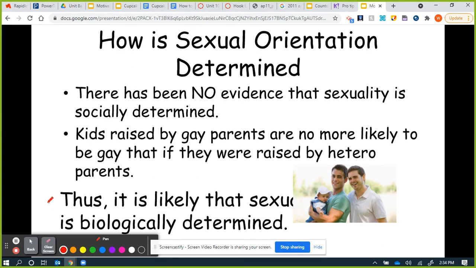Sexuality, okay, main takeaway with sexual orientation is there is absolutely no evidence whatsoever that there is any choice involved in sexual orientation or any environmental factors. The idea that a child being raised by two dads makes them have a higher chance of being gay is absolute nonsense. Sexuality is biologically determined.